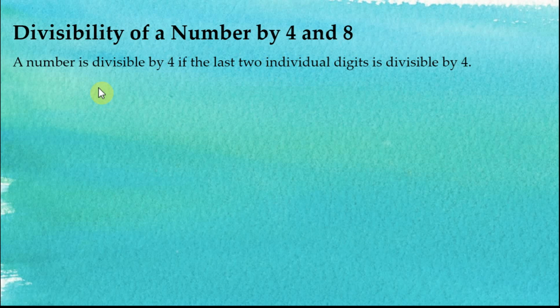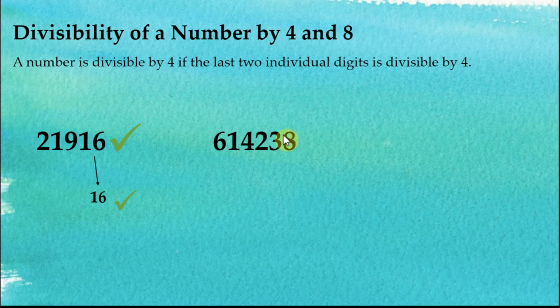A number is divisible by 4 if the last two individual digits are divisible by 4. We only look at the last two individual digits. Let's see this example, 21,916. The last two digits are 16, and 16 is divisible by 4, and therefore this number is divisible by 4. How about this one? The last two digits are 38, and 38 is indivisible by 4, and therefore this number is indivisible by 4.